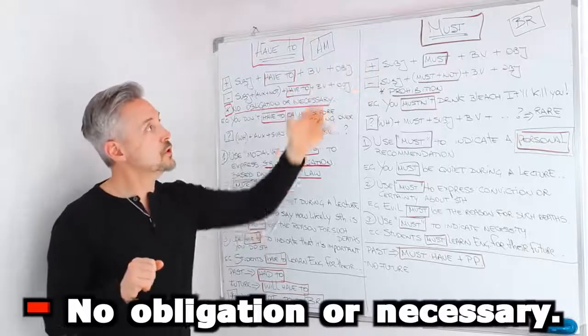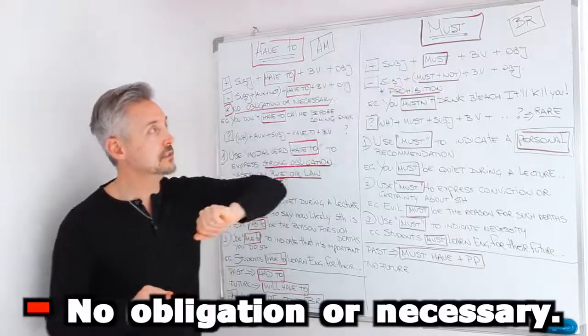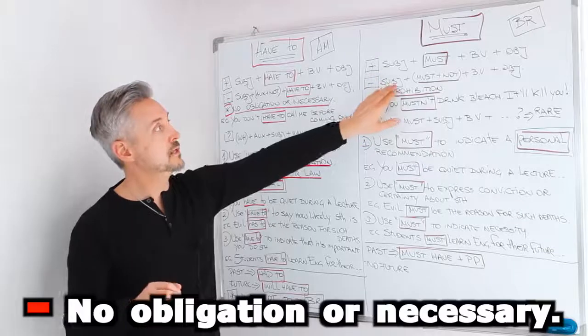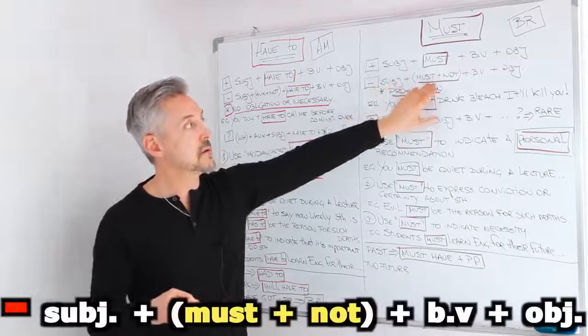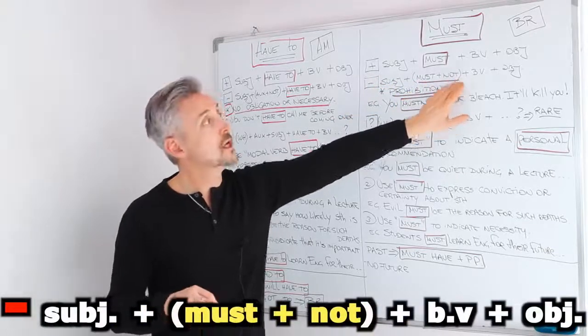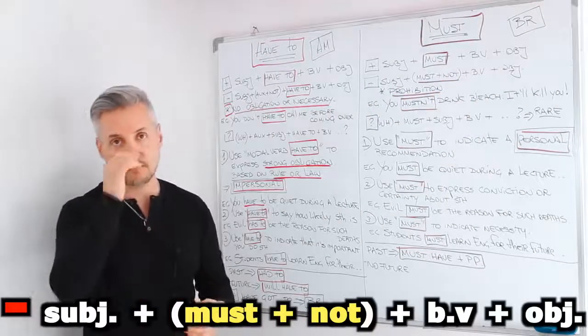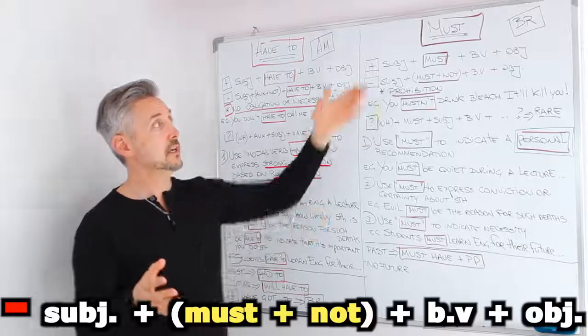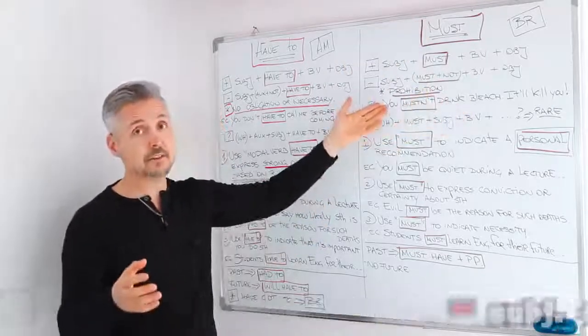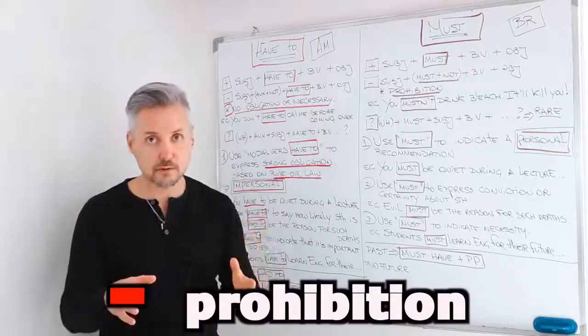Instead, if you use must in a negative sentence, the formula would be subject plus must plus not plus the base of the verb plus the object, and then the time expression, if any. And in this case, if you use must in a negative sentence, it means prohibition.